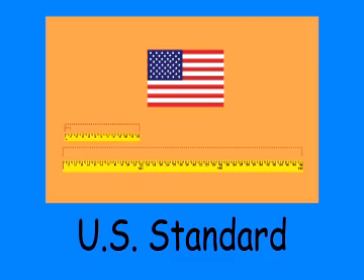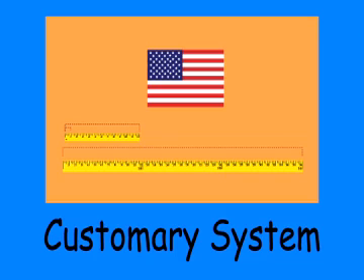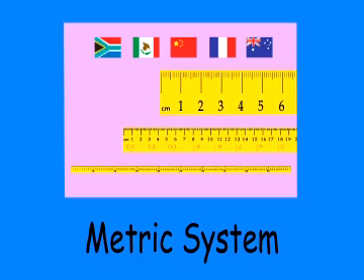The United States units are called U.S. Standard. U.S. Standard can also be called the customary system. Many countries use the metric system. The metric system uses millimeters, centimeters, and meters.